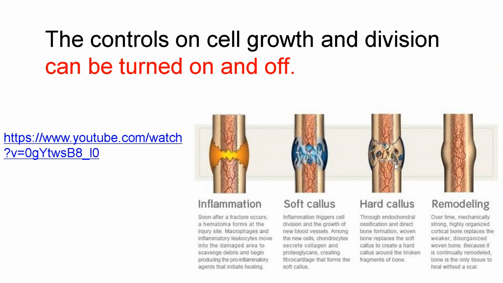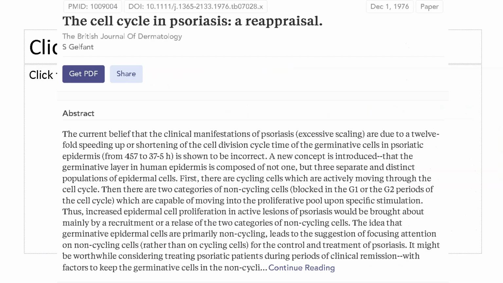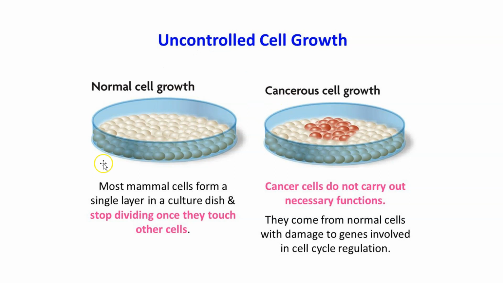But bones do grow when the correct signals are around. I'll go over that with you later on. And so sometimes normal cell growth, they stop dividing once they touch each other. Contact inhibition. Cancerous cells don't care. They grow on top of one another, forming tumors, possibly.